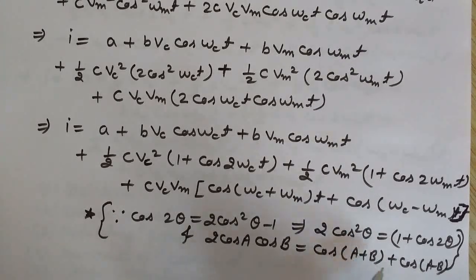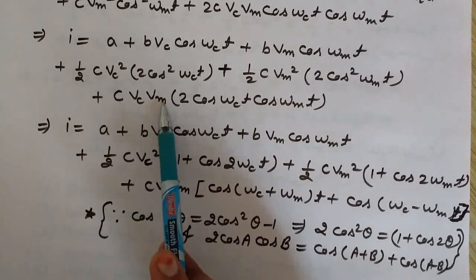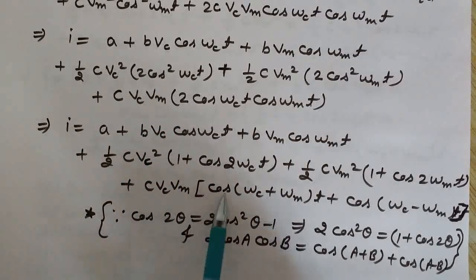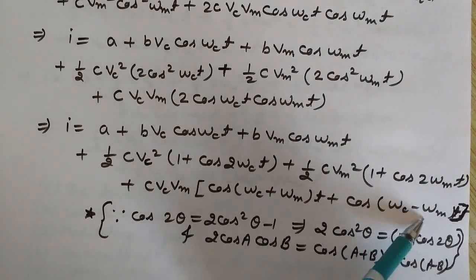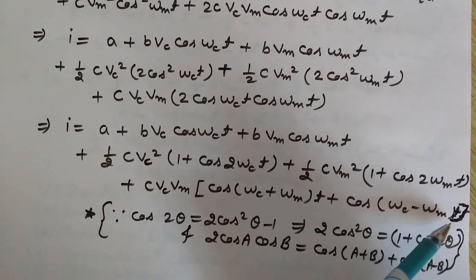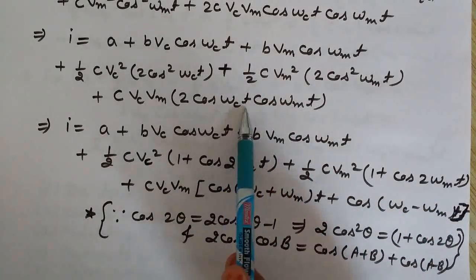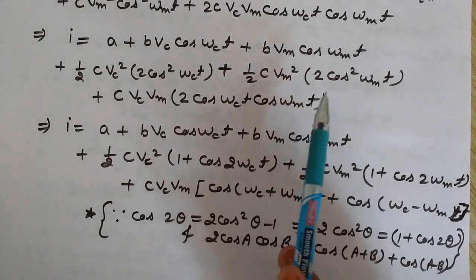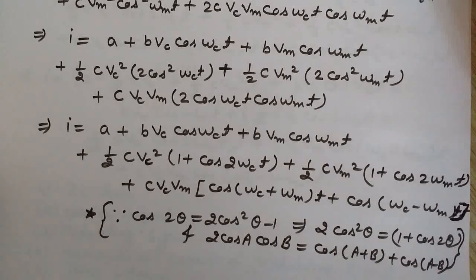Here we know the values of a and b, so we will use it here. So it is cvcvm times 2 cos a cos b, cos of a plus b plus cos of a minus b, and this is multiplied by t. This is because omega ct is a and omega mt is b. So we have used this trigonometric formula.